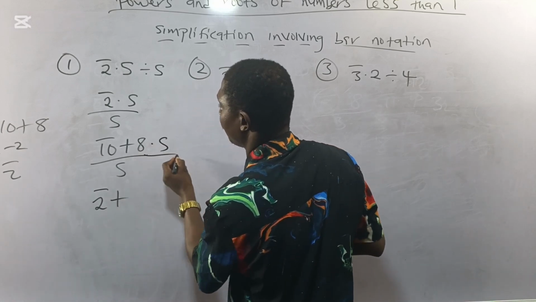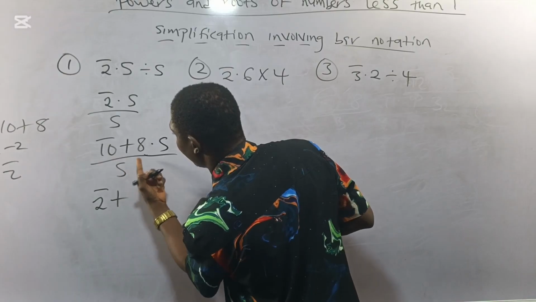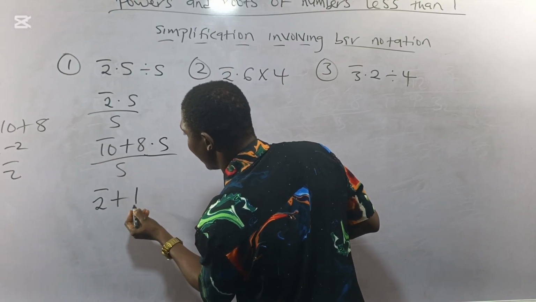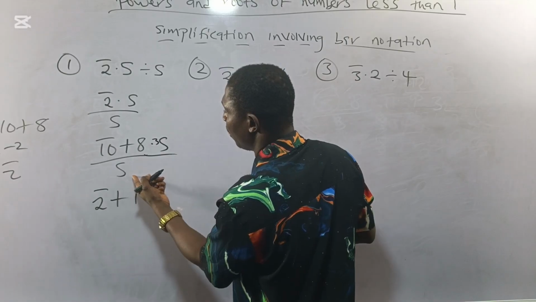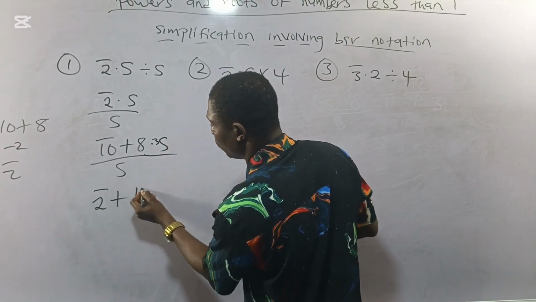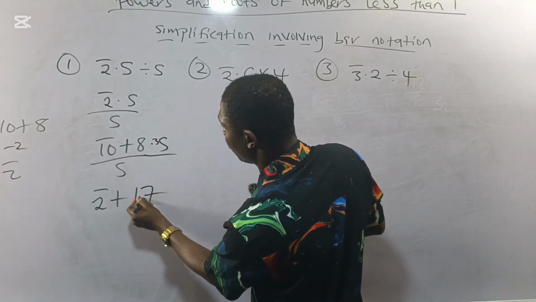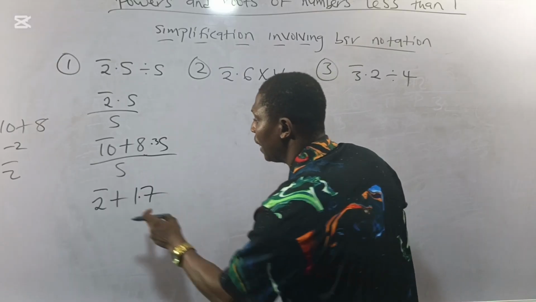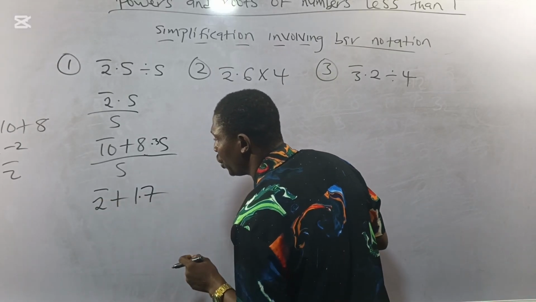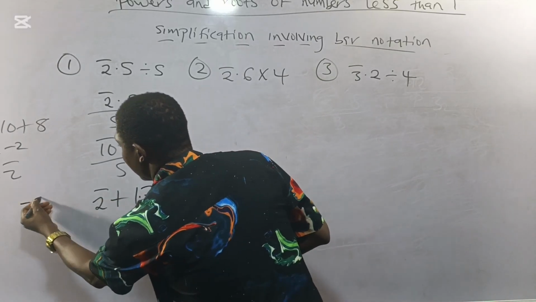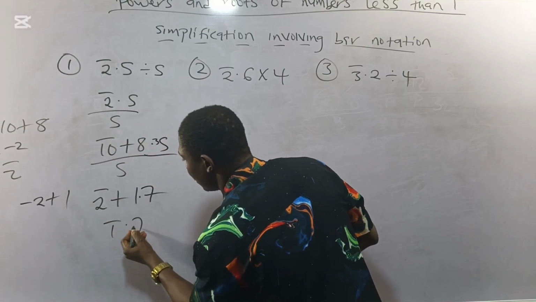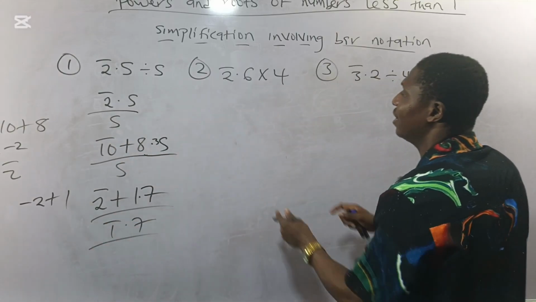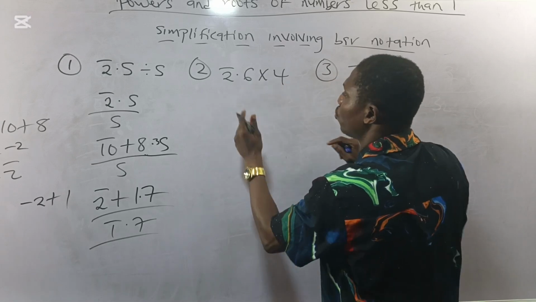And I'll have my 0.5. And 8 divided by 5 will give me 1, remainder 3. And into 35 will give me 7. So I have 7. I put my points, remember. Now, bar 2 plus 1 will give me what? Minus 2 plus 1, which will give me what? Minus 1, which is bar 1.7 as my answer. That of multiplication is way easy.